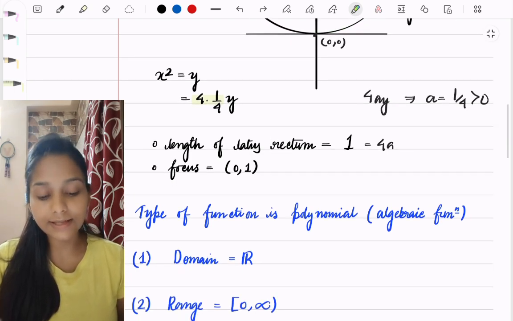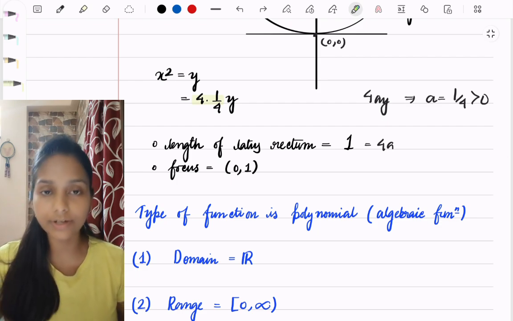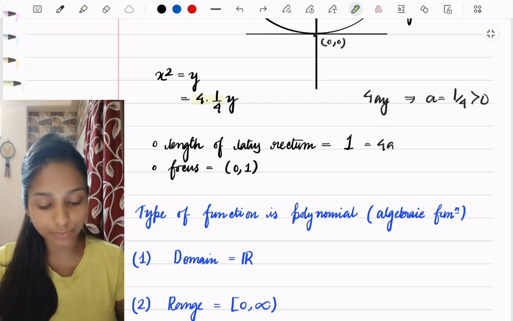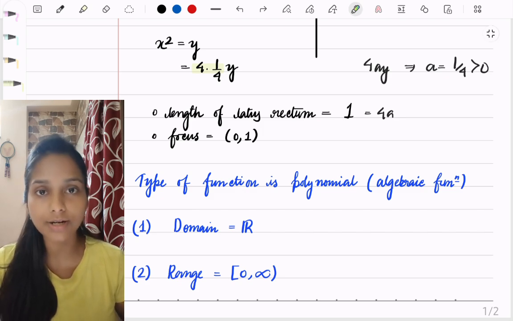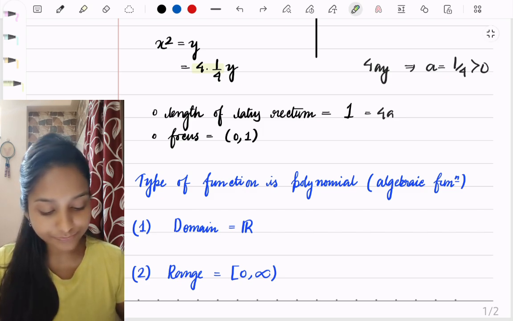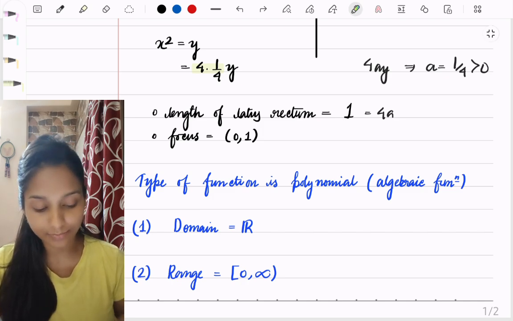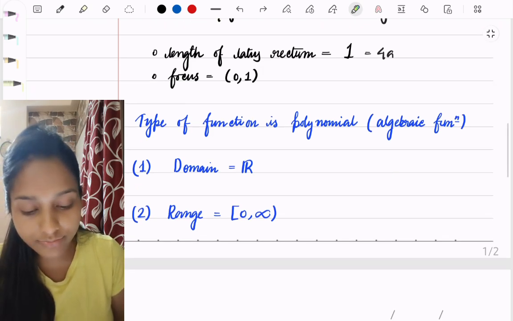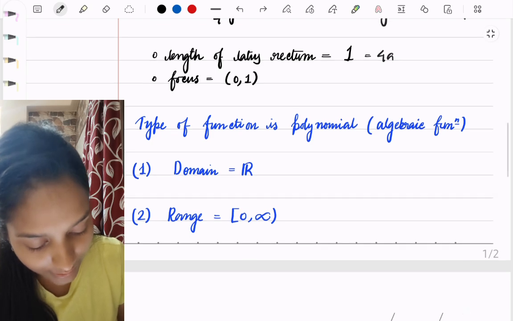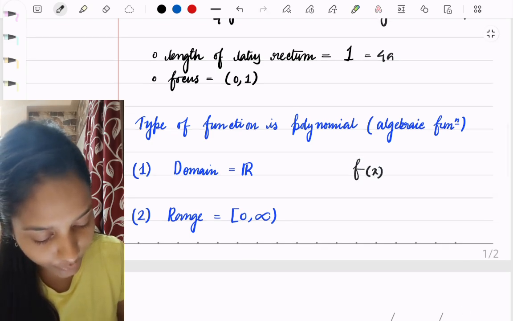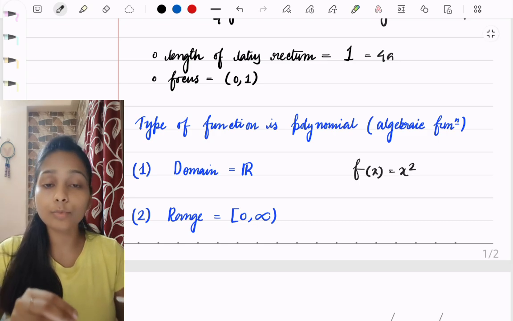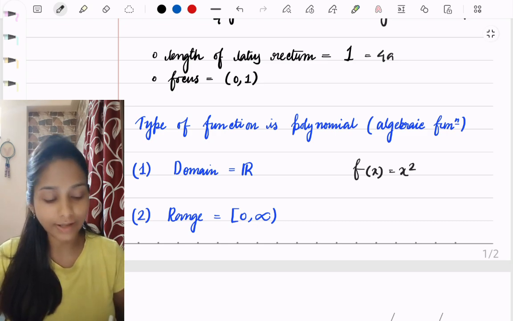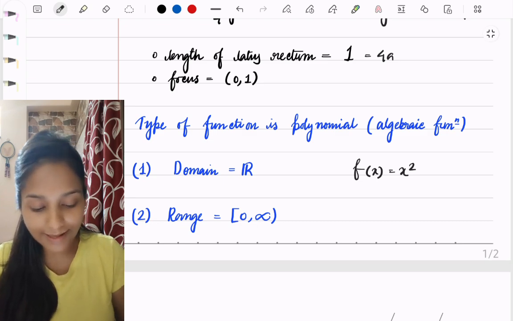Now, if we consider the algebraic properties or different kinds of properties of this function, we can see that it is again a polynomial and an algebraic function, as y equals x was. Also, its domain is R. Why is the domain R? Because we have the function f of x equals x square, so we can provide any input to this function, any real number is possible. So here we have the domain as R.